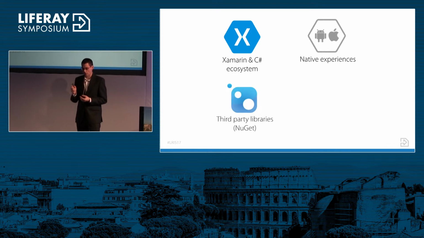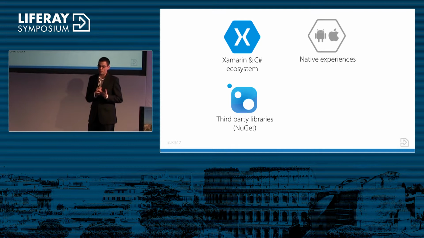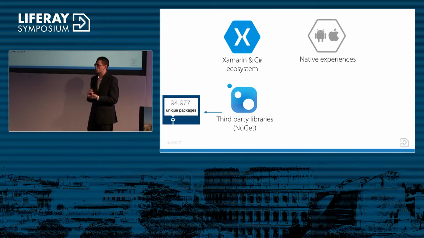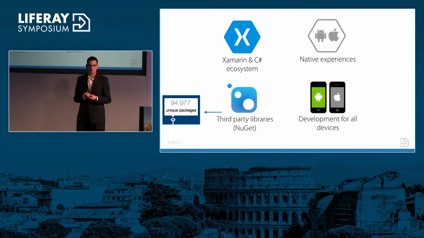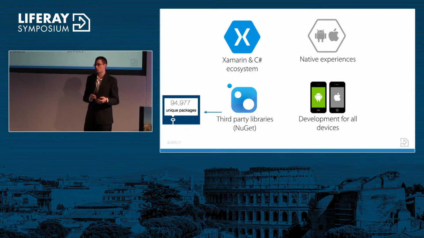Everything is native. We can use all the third-party libraries with NuGet, and there are almost 100,000 libraries that provide us with a lot of features in whichever space you want, whichever features you want. And it's development for all devices. So this is a solution that allows you to write just one application, just the same code once, and be able to render it in Android, iOS, Windows phones, etc.